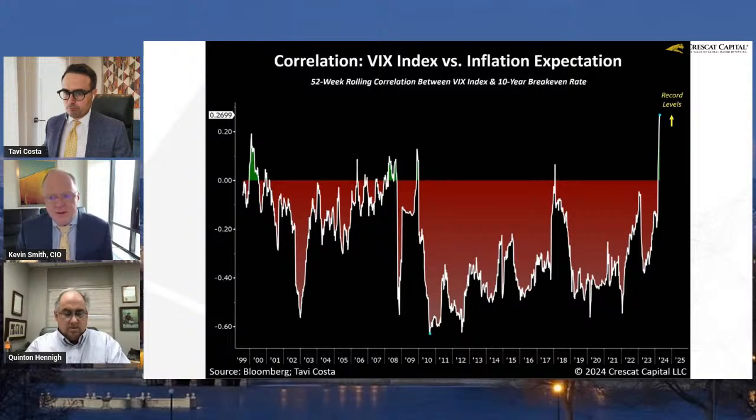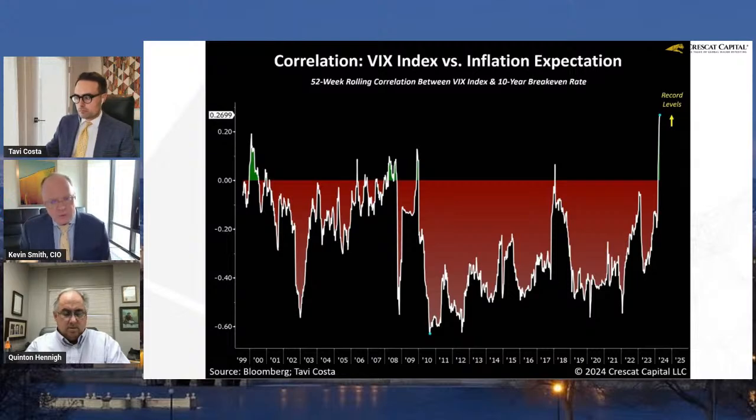Another interesting thing that we're seeing now is that as inflation expectations are starting to increase again, as reflected in the 10-year break-evens that are implicit in the TIPS Treasury market, we're seeing a positive correlation between VIX, which is the volatility on stocks, the S&P 500, and rising inflation. And it's the highest positive correlation on a 52-week trailing basis that we have seen in the history of both of these things together.